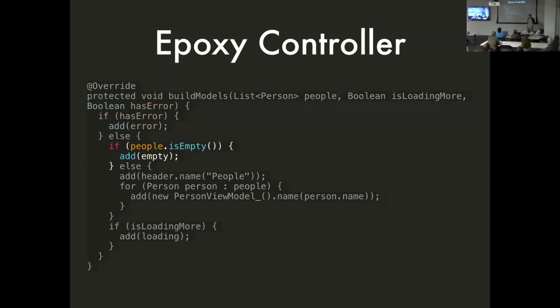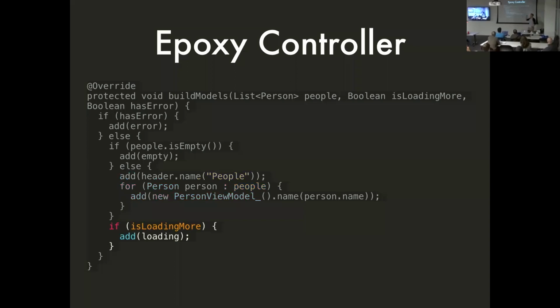Otherwise, if there's no error, we're going to check if there's no people in the list. If there's no people in the list, we're going to add the empty state to the list. So it's a list of one item, just the empty state. Otherwise, we're going to add a header item to the list. And then for each person in the list, we're going to add a new item to the list. So at the end of that, we have header item, person, person, person. And then if we're loading, we'll throw a loading item down at the bottom of the list.